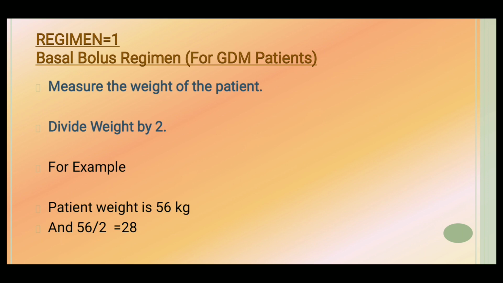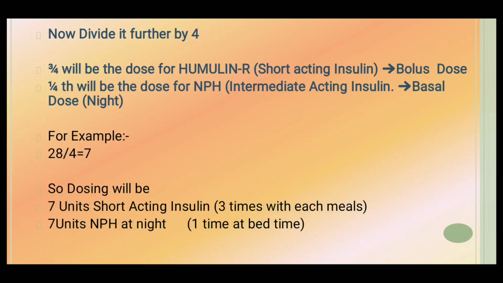Okay, so now we divide it further by 4. 3/4 will be the dose of Humulin R or short-acting insulin, which will be the bolus dose, and 1/4 will be the dose of NPH or intermediate-acting insulin, the basal dose at night time. For example, the weight we calculated was 28. So 28 divided by 4 is equal to 7. So the dosing will be 7 units short-acting insulin 3 times with each meal, and 7 units NPH insulin at night, 1 time at bedtime.